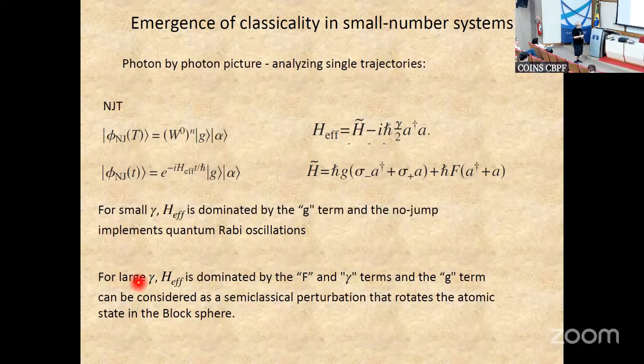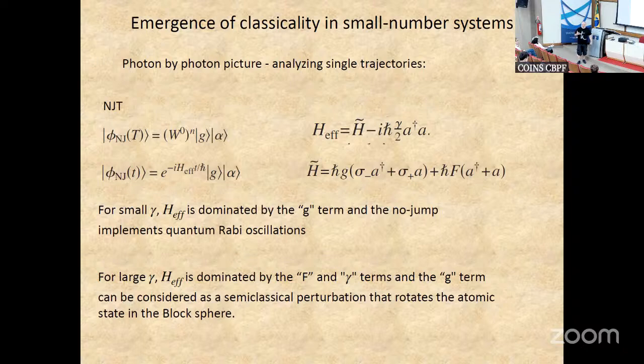However, if I have large gamma, this is the term that dominates my no jump trajectory. And in this case, because F is of the order of gamma as well, this term is very strong too, and can be considered a perturbation of this Hamiltonian here. If I treat this as a perturbation of this Hamiltonian, what I get is that this term will rotate my state in the Bloch sphere. So the no jump will rotate my state in the Bloch sphere. Okay?